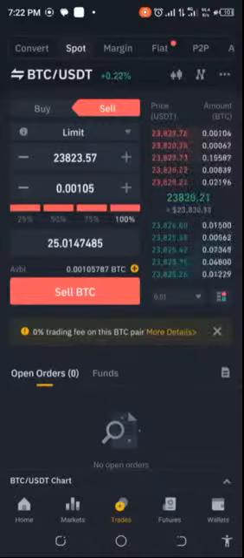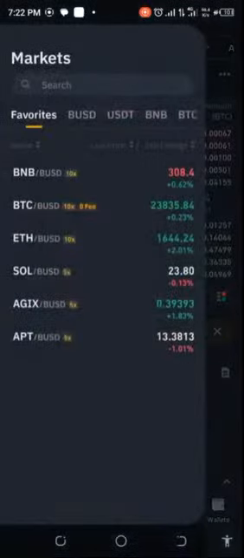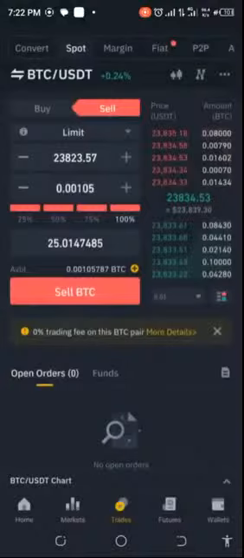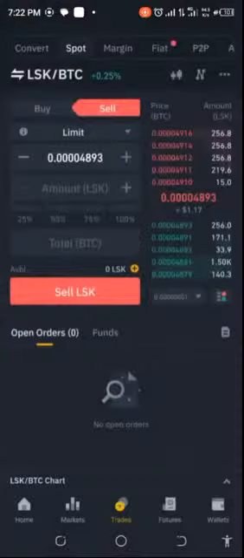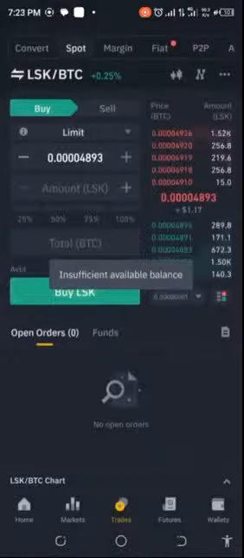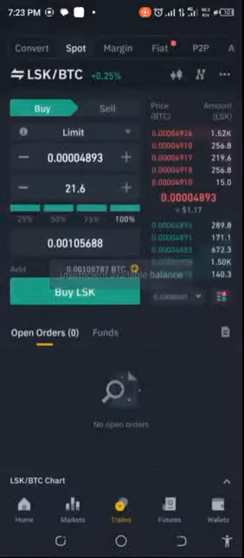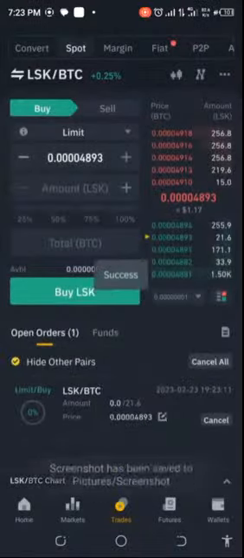So this is like $25 worth of BTC. So let's go quickly and do this transfer. We're actually going to LSK BTC. What I want to do now is purchase LSK. I'm buying. I want to buy 100% worth of that, so that will give me this amount. Then I'll go ahead and click on buy.